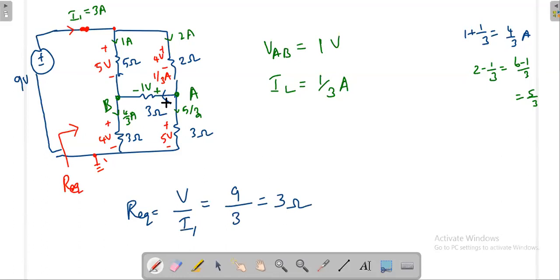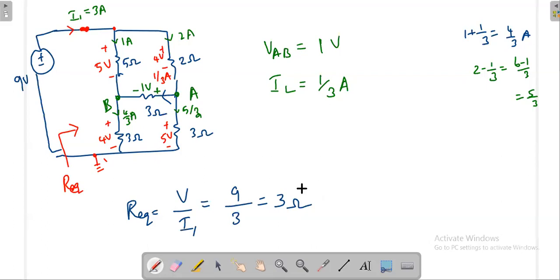In future, we'll find this 3 ohm by some other method, because this delta you can convert into star. Then finally you can find the equivalent resistance. Anybody tried out that method, delta to star conversion?